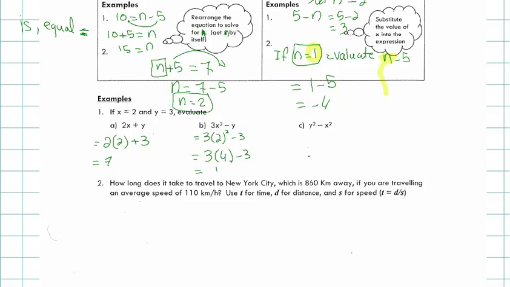See where the order of operations is very important, because if, let's say, we did 3 times 2 first, 3 times 2 is 6. 6 squared is 36. 36 minus 3 is 33. It's not the same answer, right? So the order of operations is very, very important. I want you to try the next one.